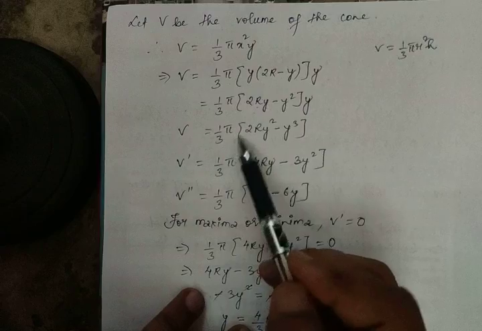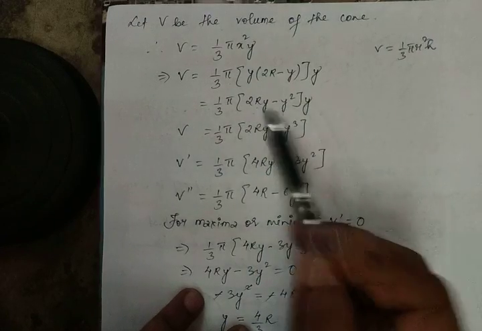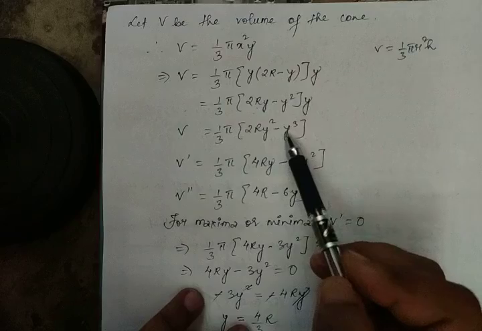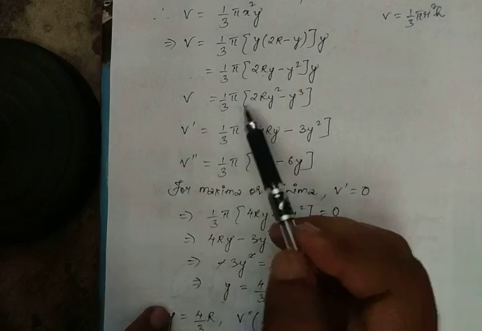That is equal to 1 by 3 pi. So now I have multiplied this bracket part with y. So 2ry into y is 2ry square, minus y square into y is y cube. So we have got the volume.